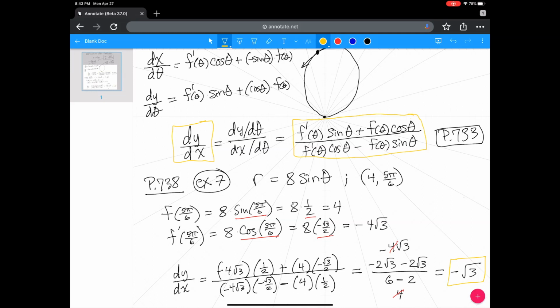So I'm going to stop this video here, and then we'll move on to the next video about integration and area under a polar curve after this.